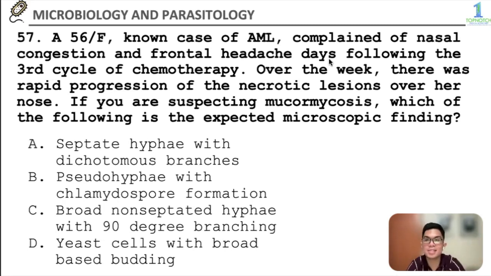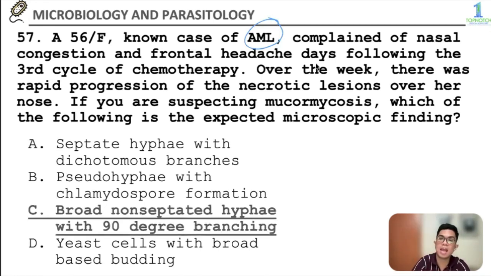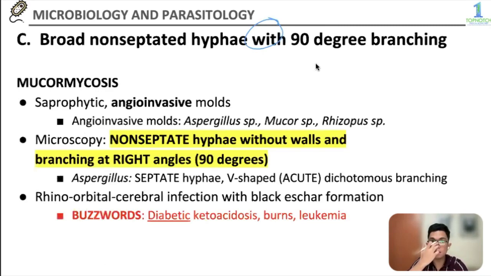So, known case of AML, may necrotic lesion sa nose. So, mucormycosis, di ba? Keywords din yan, black eschar sa ilong. So mucormycosis, what are the microscopic findings? That's your broad non-septate or coenocytic hyphae and right angle yung branching. So the mucors, fungi are saprophytic and angioinvasive mode. When you see angioinvasive, they have a propensity to invade blood vessels, okay, leading to tissue ischemia, infarction, and necrosis. Kaya ka nagkakaroon ng rhinoorbital cerebral infection with black eschar kasi necrotic yung material.